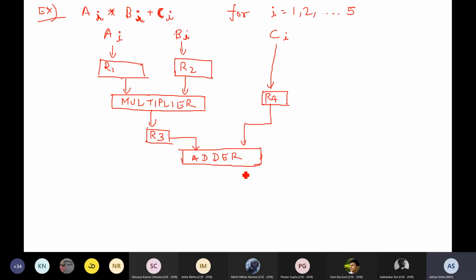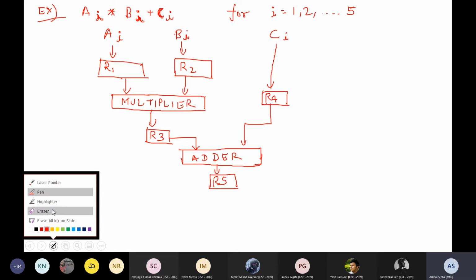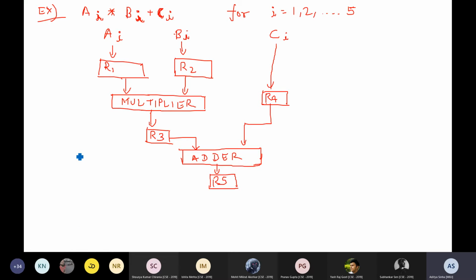Into an adder, and then finally the output will be stored inside R5. So yeah, looking at this diagram, any idea what we are doing? You need to perform firstly Ai into Bi, then add the result with Ci and store it into some place.